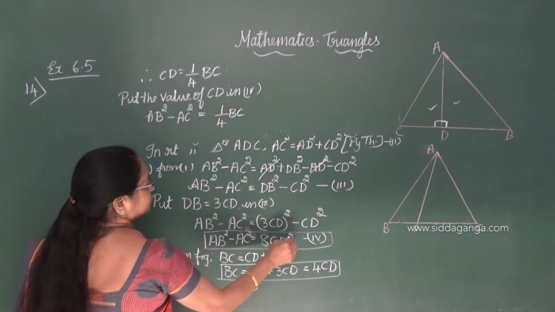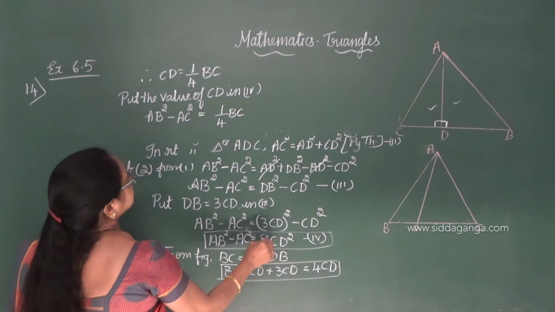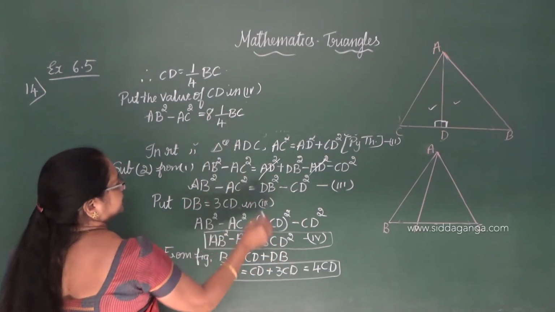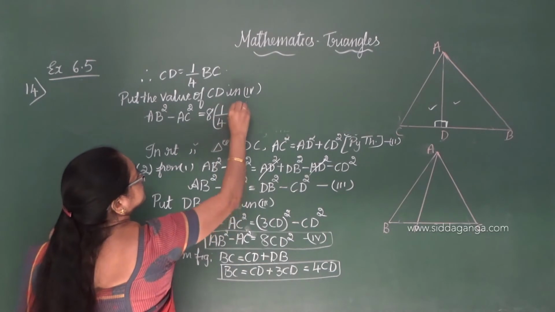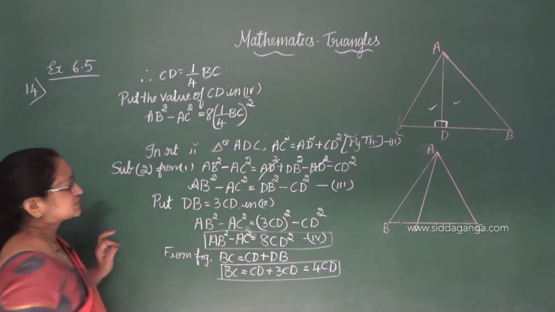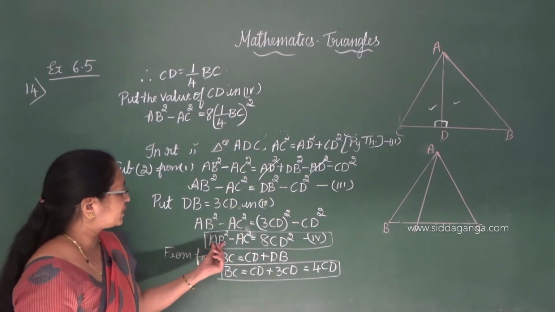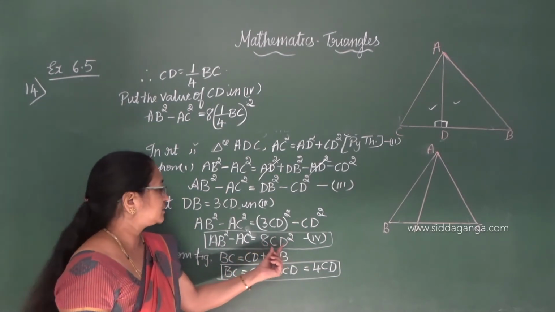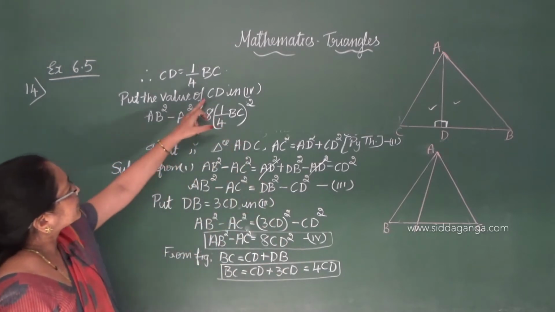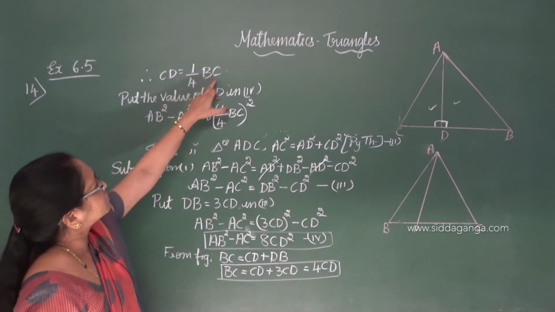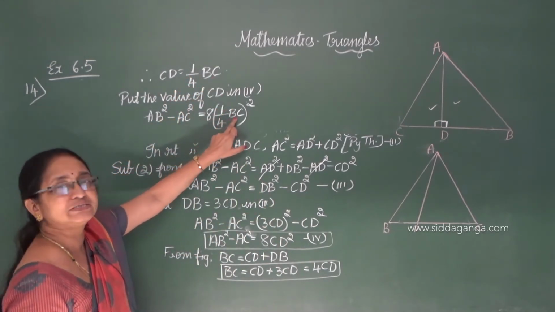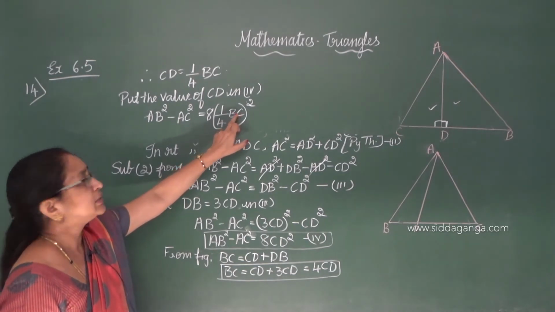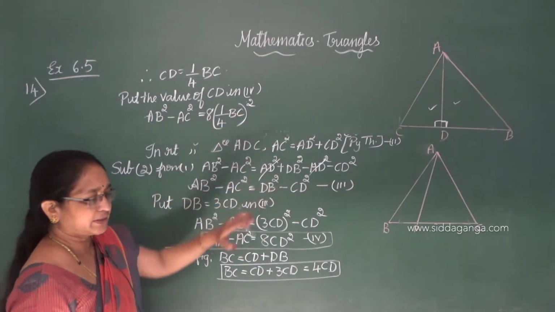See here, CD whole square. So 8 CD square is there, and CD whole square means this whole square. See, once again I will explain. So now we have AB square minus AC square is equal to 8 CD square. Instead of CD square, I am going to put 1 by 4th of BC. So 1 by 4th of BC whole square, and 8 will be there as it is, correct?